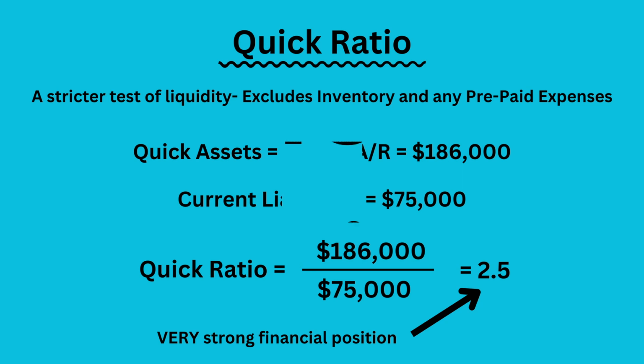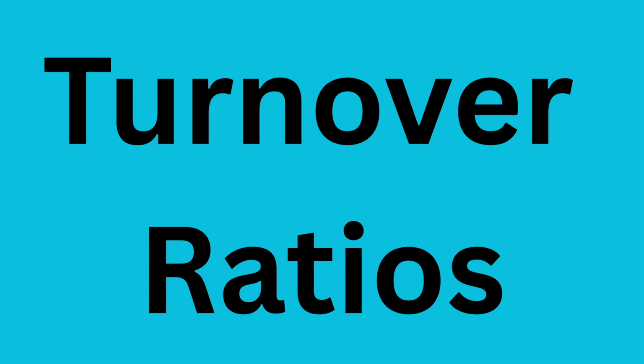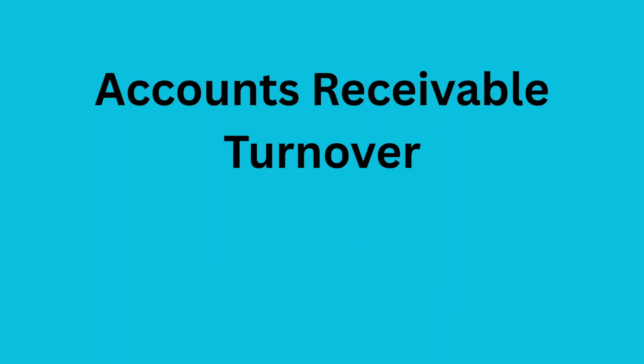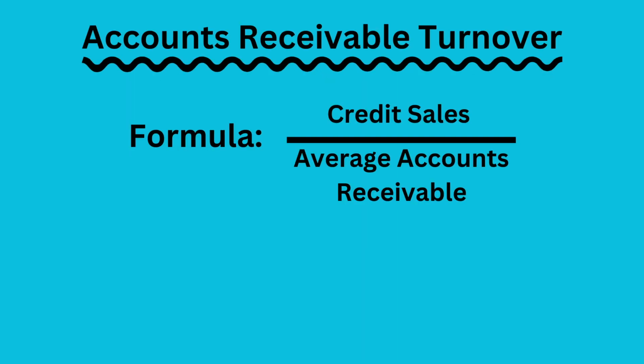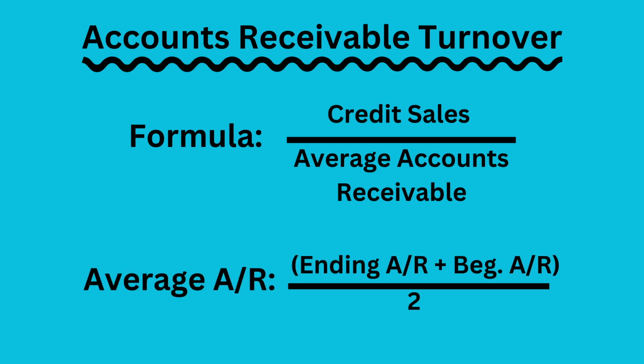In addition to these, turnover ratios can shed further light on efficiency. The accounts receivable turnover tells you how many times you collect your receivables during a period, while the inventory turnover indicates how quickly you're selling and replenishing your stock. Here is how we can calculate each. Accounts receivable turnover is credit sales divided by average accounts receivable. We can find our average accounts receivable by taking our ending balance plus the beginning balance and dividing that by 2.